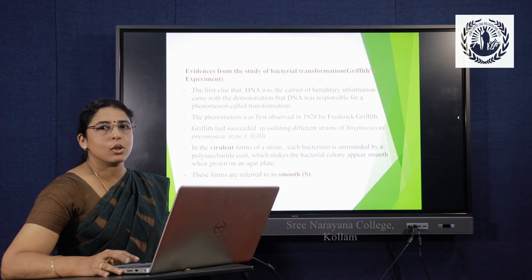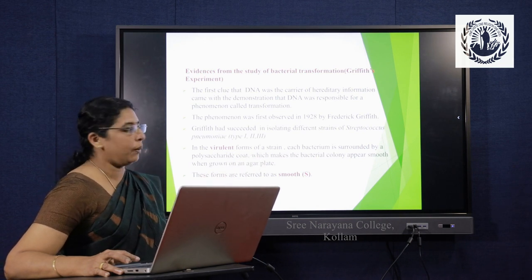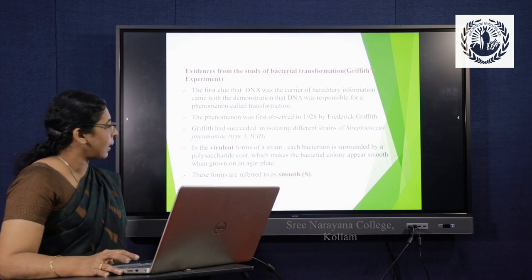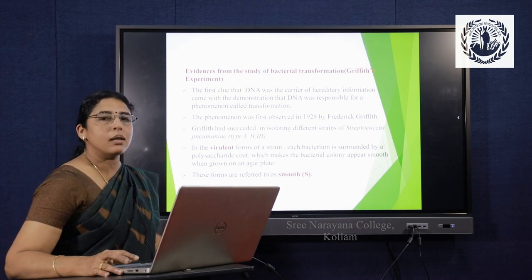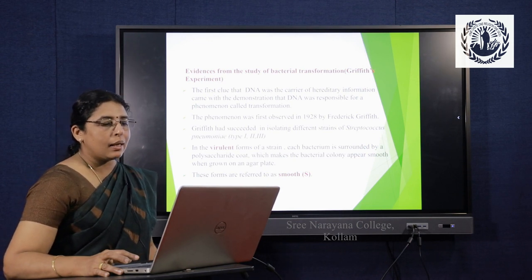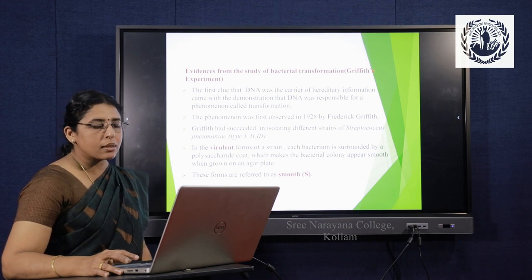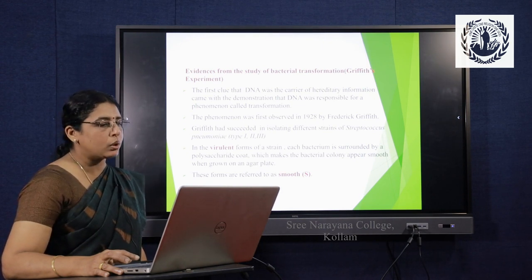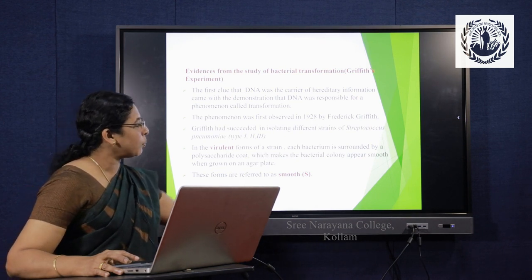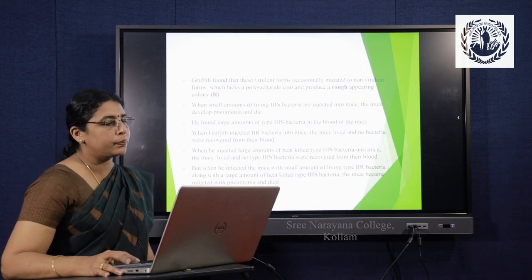There are different types of Streptococcus pneumoniae, type 1, type 2 and type 3. And there are mainly two different forms of this strain. They are virulent forms and non-virulent forms. In the case of virulent forms, each bacterium is surrounded by a polysaccharide coat, which makes the bacterial colony appear smooth when grown on an agar plate. These forms are referred to as smooth, and this is represented by the letter S.